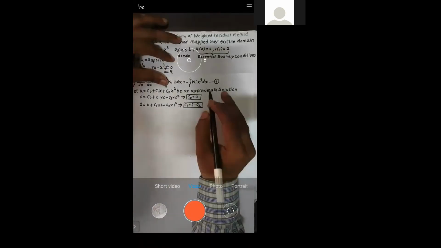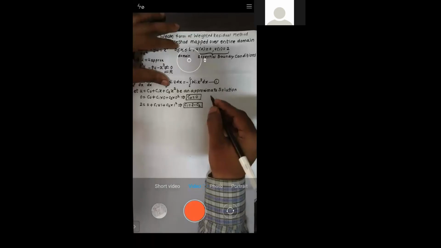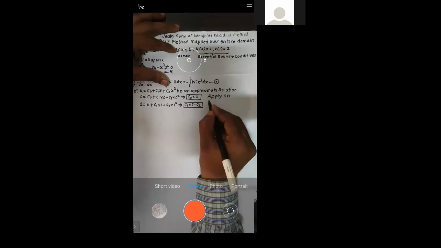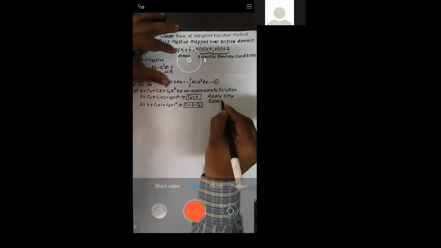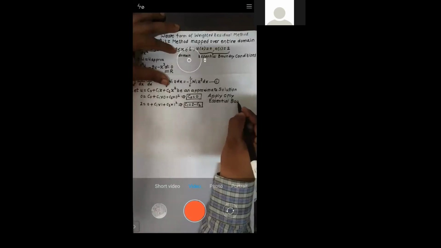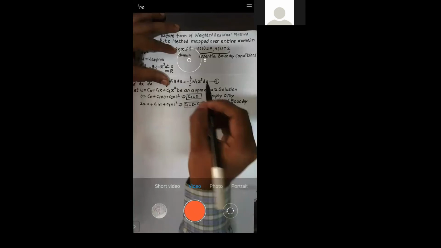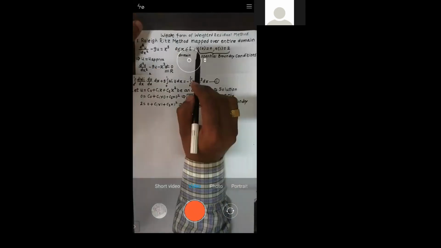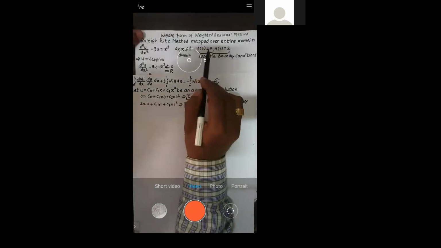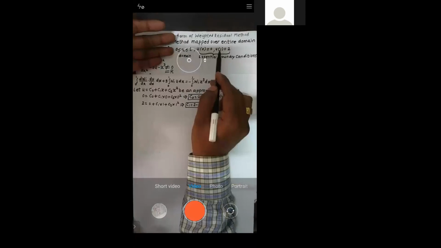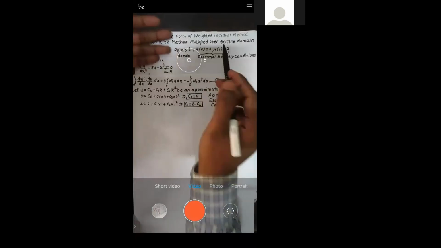Okay, but here you are supposed to remember, I'm highlighting that point: apply only essential boundary conditions. Remember it. What is the meaning of this? The boundary conditions which are in terms of u. If you see both the boundary conditions, they are in terms of u, so you can apply both of them. But if one of the boundary conditions is in terms of du by dx, you are not supposed to apply that boundary condition. Is it okay?